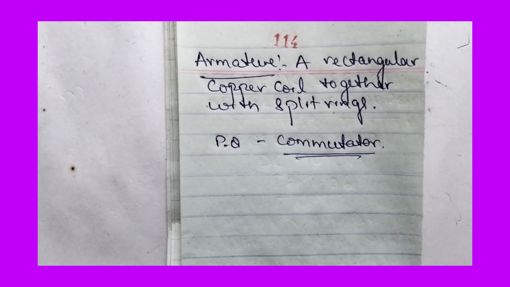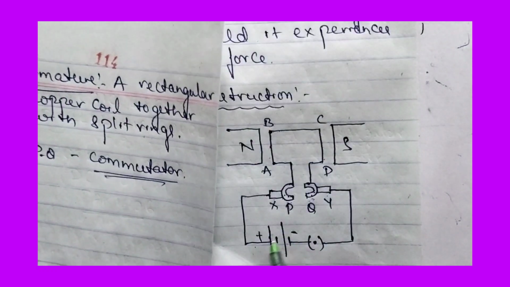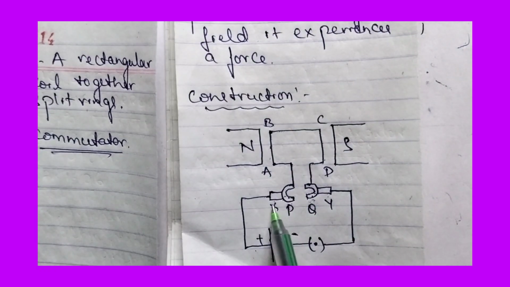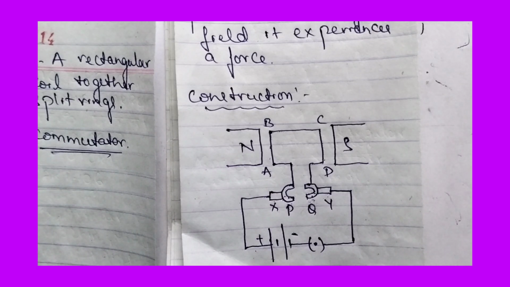So let us see about that one. And also here we have connected XY brushes, and what are the functions of those brushes? Let us study later. At the end of the working of DC motor, let us study about the role of split ring commutator and the role of brushes we have used here. So now let us once again recall the construction of DC motor.